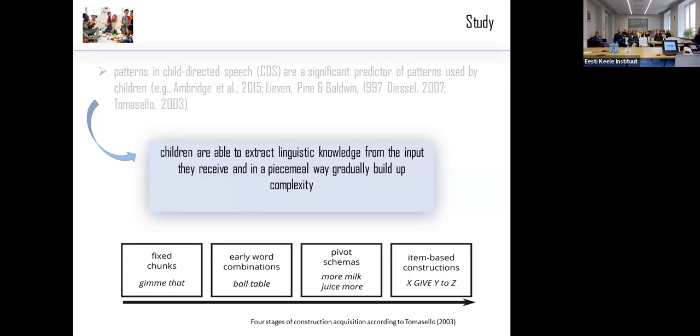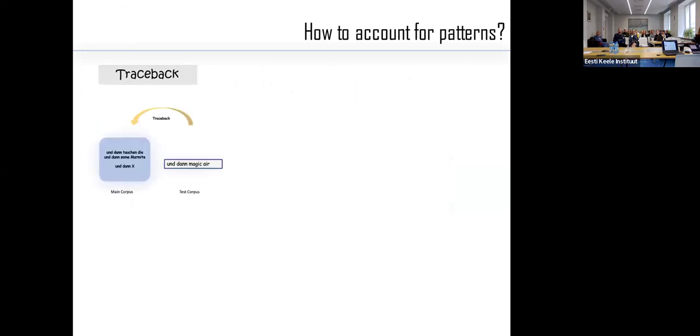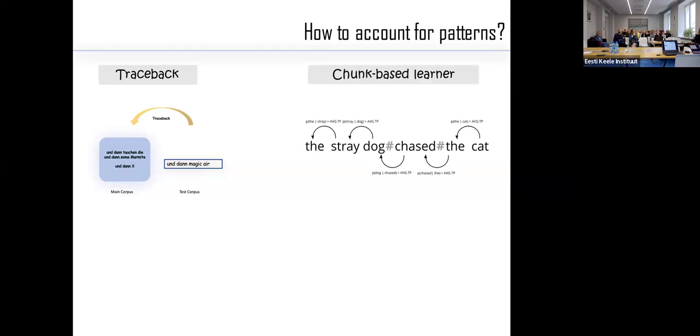So the question, of course, is, I've talked about a lot of patterns, and how can we actually extract patterns? There are several methods available, and we've now used all of them. The traceback method works in that way, that you take an utterance and then you try to derive the parts of the utterance from earlier utterances before. The chunk-based learner works with backward transitional probabilities, and based on these transitional probabilities, it detects chunks in the child language, or whatever corpus you feed it with.